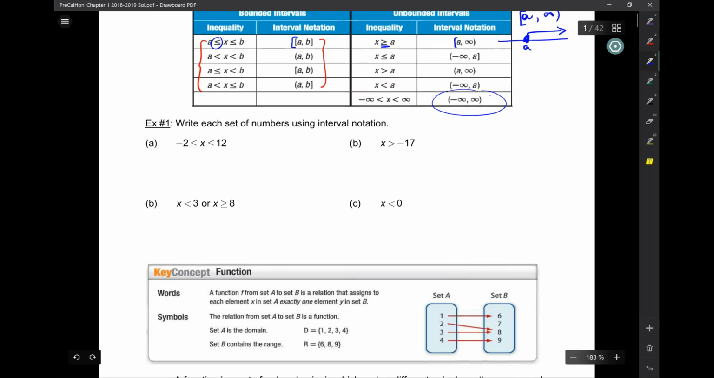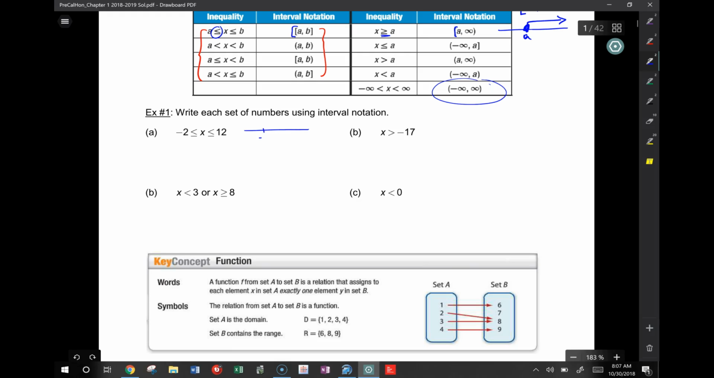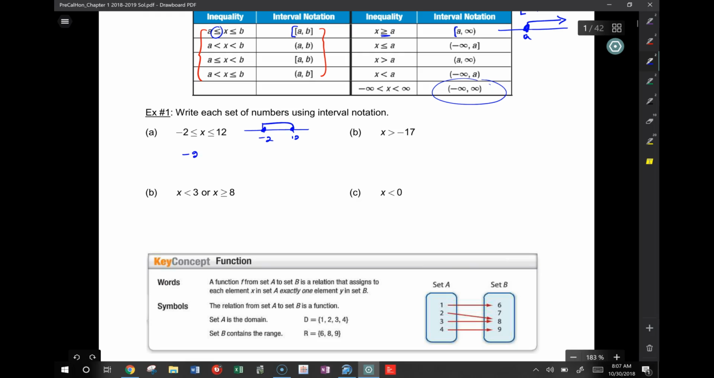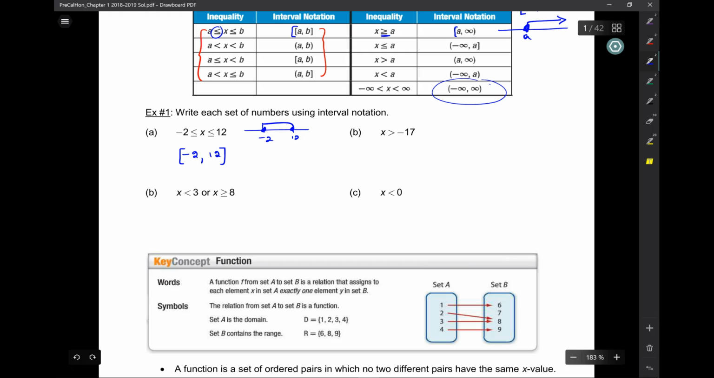So why don't we do some examples here? So here is an interval. It's going from negative 2 to 12. So it starts at negative 2 and 12, and it's closed on both ends, right? So it'll be negative 2, comma 12, and brackets on both ends. We always go smallest to biggest, in increasing order of numbers, right?